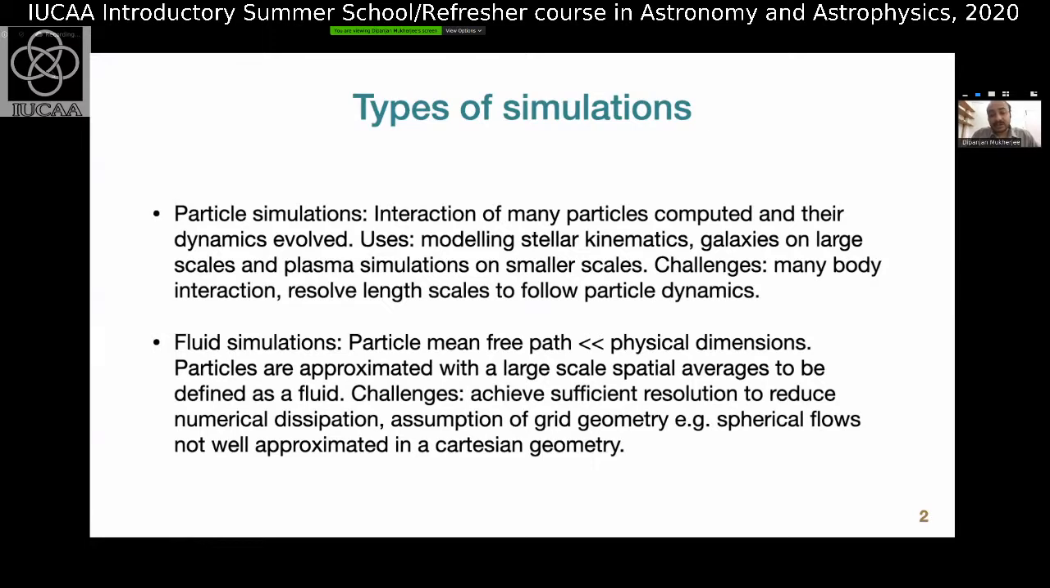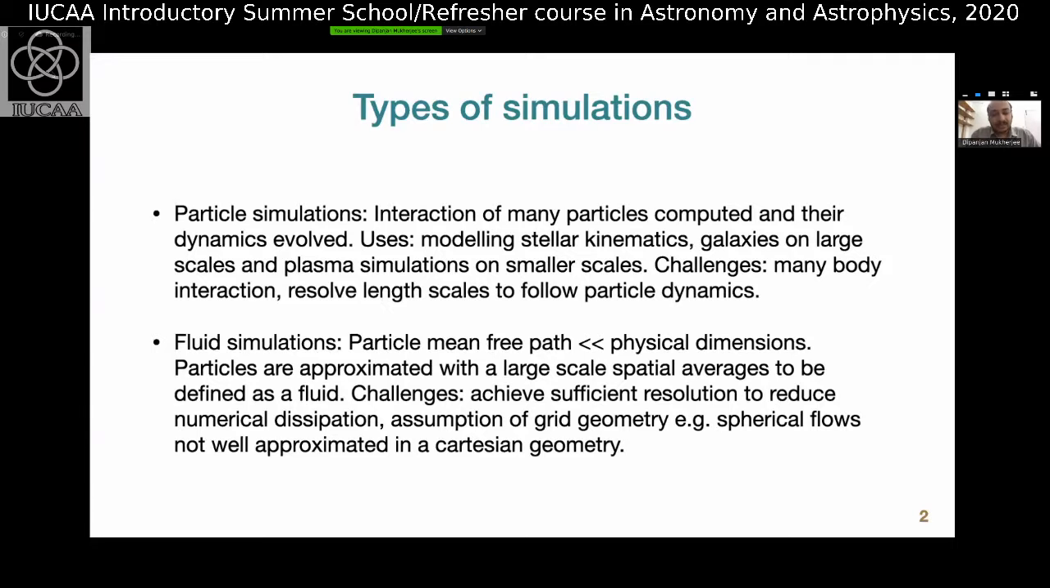Very large scale simulations can do 100 times or 1,000 times the gyro radius of the particles, but that is pushing the limits. So that is a big challenge of the particle simulations, to resolve the dynamics of the particles on the scales at which they're moving, and then follow their evolution on very large scales.